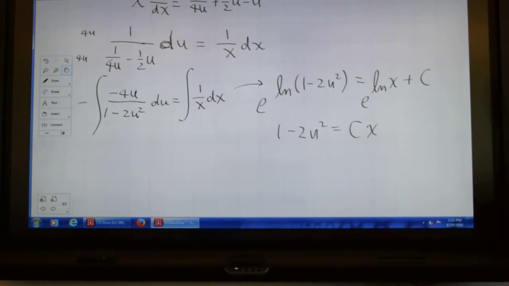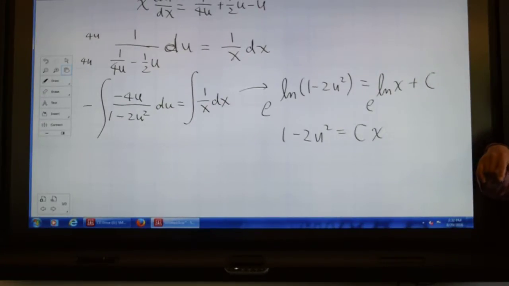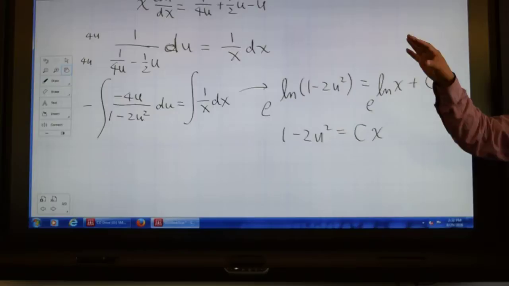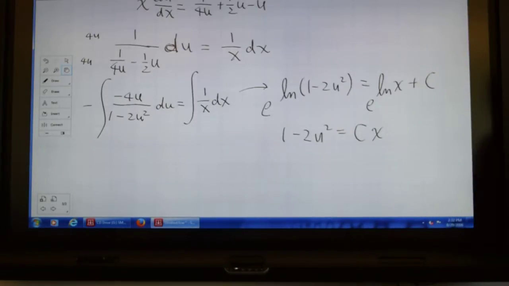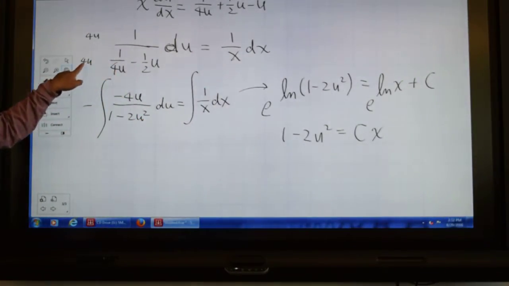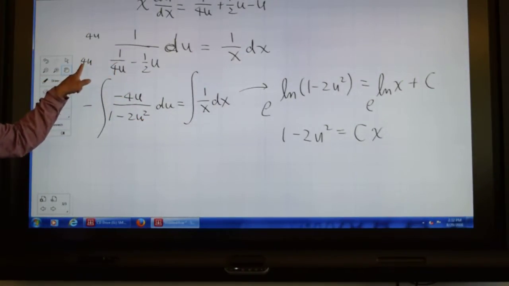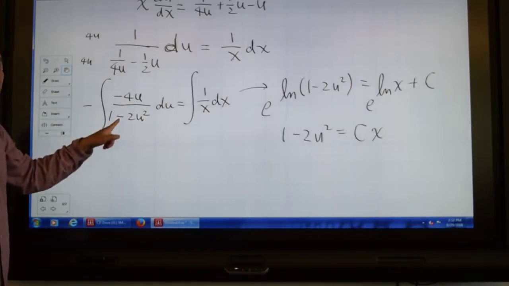Yes? When you do the 4u, you don't have to do it to the other side as well? Oh, I'm doing 4u top and bottom. A fraction doesn't change if you multiply the same thing top and bottom. Okay. And then is that a minus sign under it? So if you multiply 4u top and bottom, 1 over 4u times 4u gives you 1. 4 and 2 reduces to 2. u times u gives you u squared, then there's a minus sign here, right?